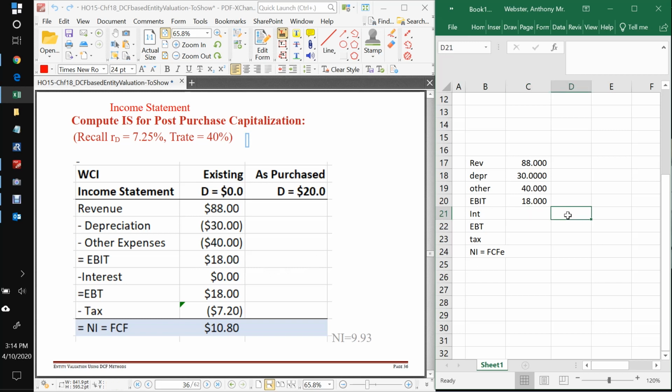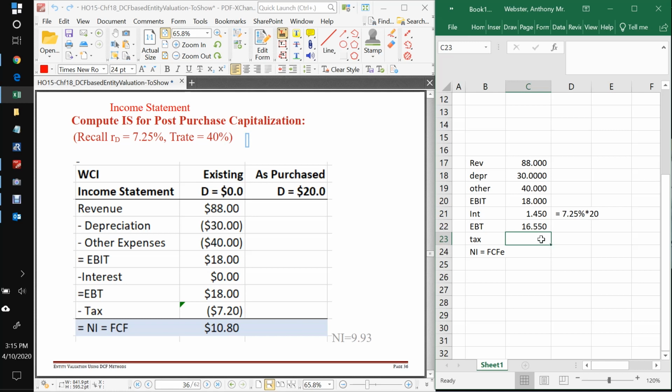And our interest, I've got to go back and look at the terms. They pay 7.25% on their debt, and that's 20, so that's going to be 7.25% times 20. Let's put that in here. That's 1.45. And our EBT is just our EBIT minus our interest.